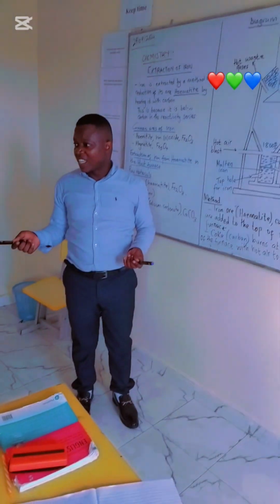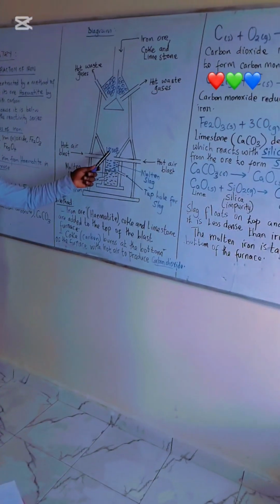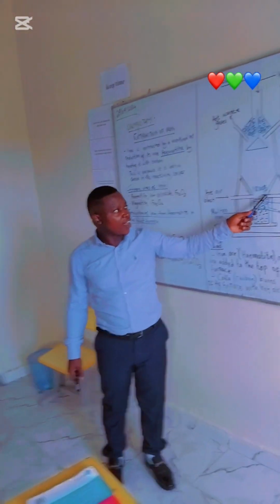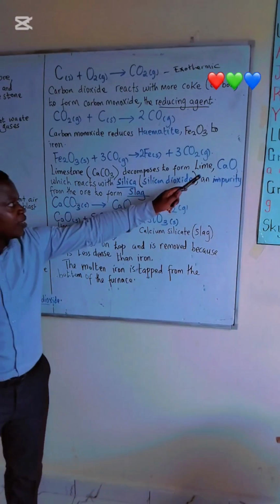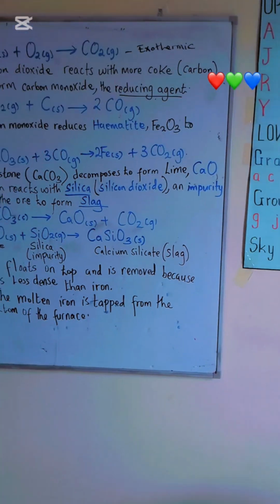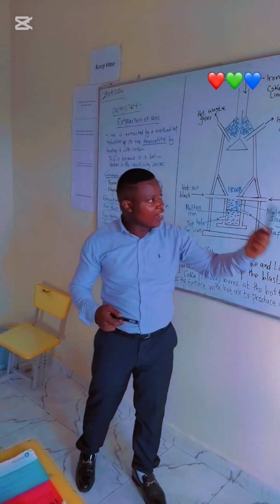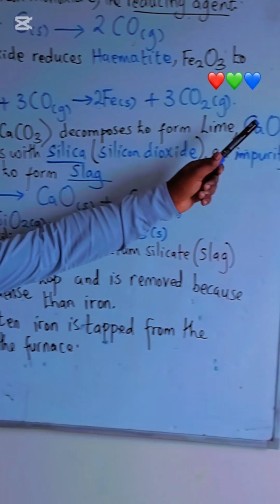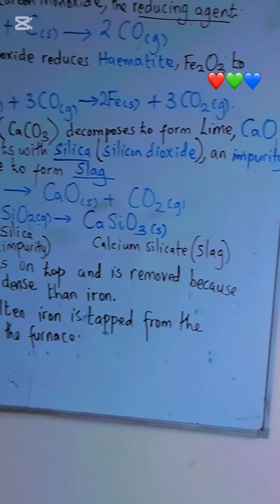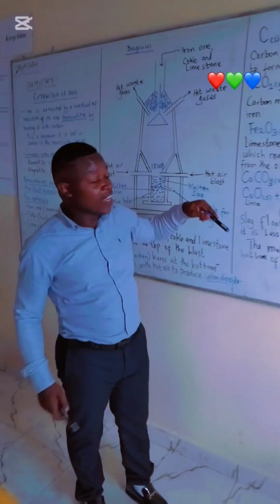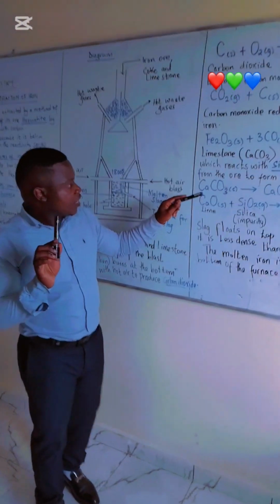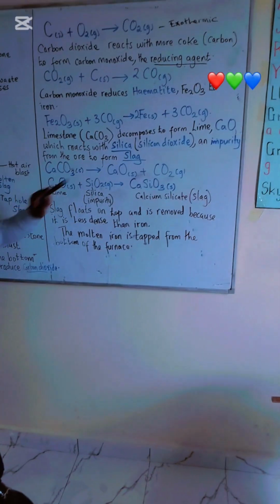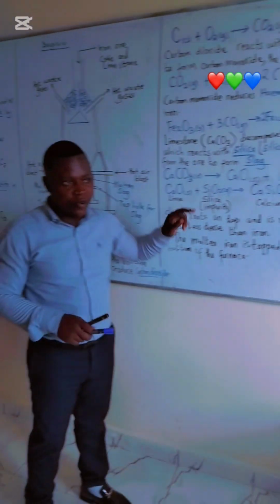Now, where does limestone come in? Limestone is calcium carbonate. Because the temperatures are extremely high, calcium carbonate decomposes to form lime. Limestone decomposes to form lime. Lime is calcium oxide. The calcium oxide which we have formed has a very significant importance. The calcium oxide that has been formed is going to react with an impurity.